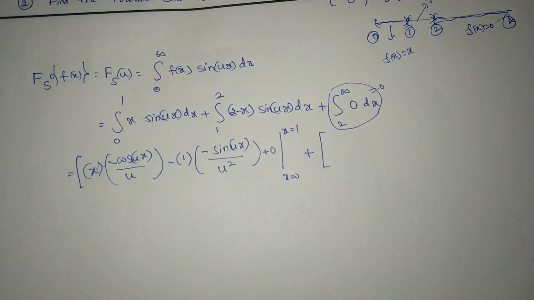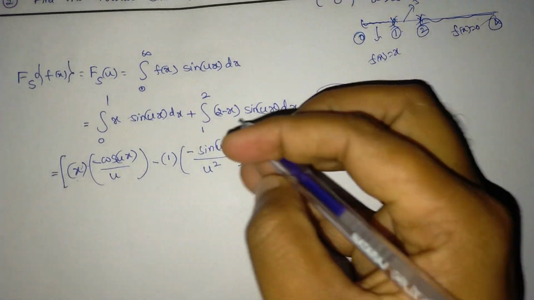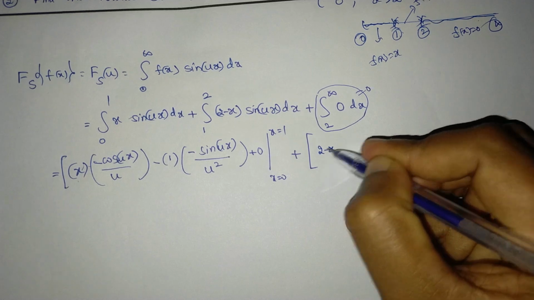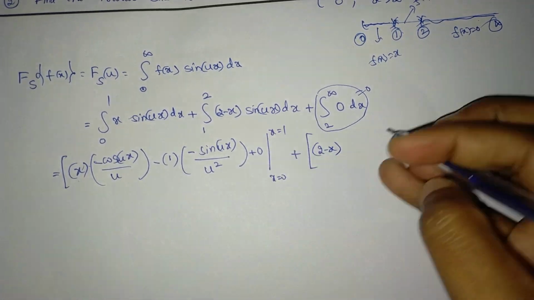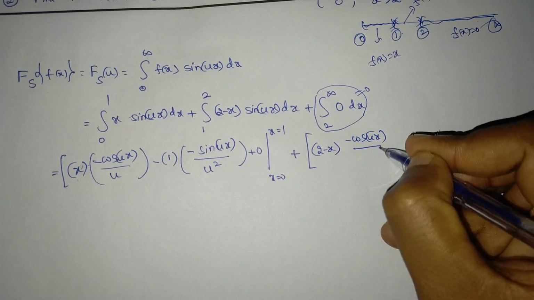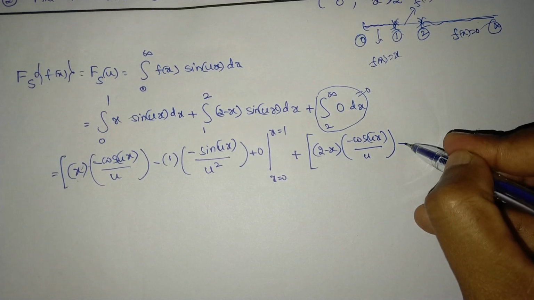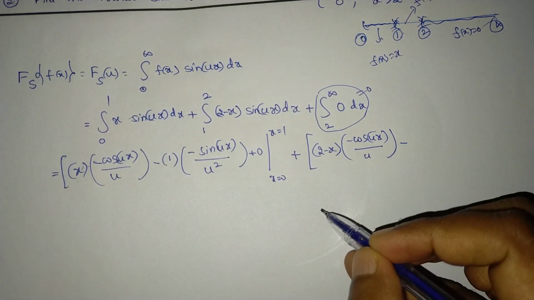So again, 2 minus x is a polynomial. So we can apply the Bernoulli rule here. Fine. So first function, we should write that in bracket. And what is the integration of sine ux? It is minus cos ux divided by u. Again, with alternative sign, we should perform differentiation integration until we get 0.